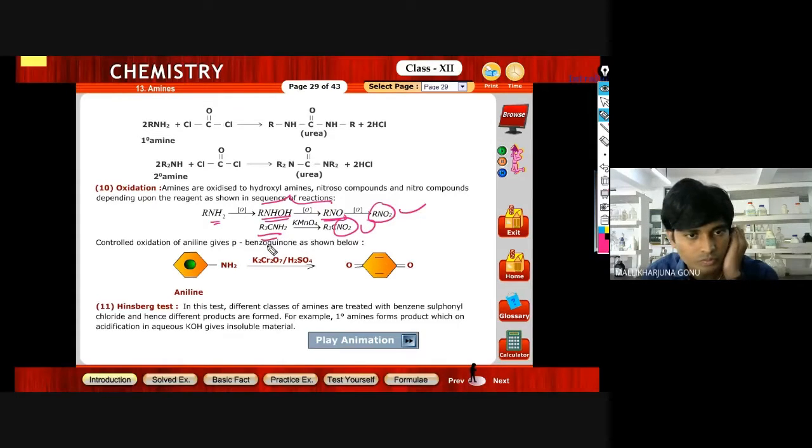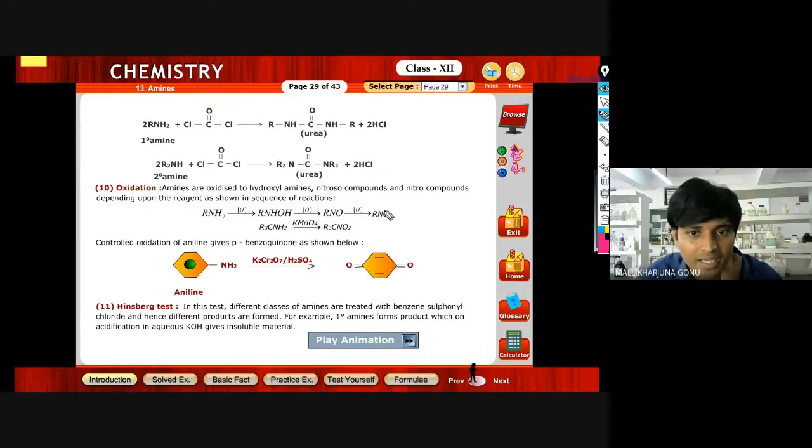Amines are oxidized to hydroxylamines. Amines are oxidized to hydroxylamines. This one is the hydroxylamine. Nitroso compounds and nitro compounds. This one is called the nitroso compound, this one is the nitro compound, depending upon the reagent, the oxidizing agent you are taking here.